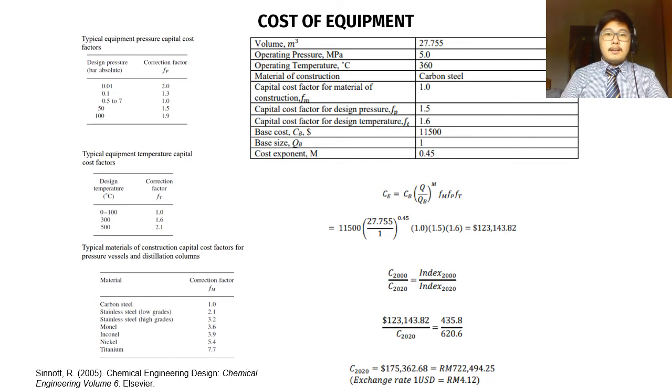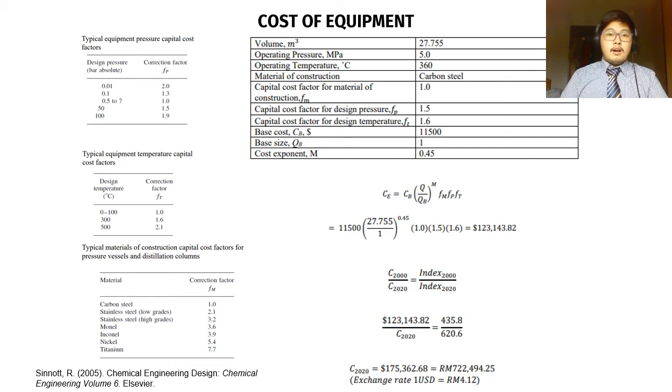Cost factors were obtained from textbooks, which stated that capital cost factor for carbon is 1.0. Capital cost factor for design pressure is 1.5, as the operating pressure of 5.0 megapascal is equivalent to 50 bar, which returns a value of 1.5 for cost factor. The design temperature of 360 degrees Celsius falls within the range of 300 to 500 degrees Celsius, which returns a correction value of 1.6, while cost indexes were obtained from online literature.